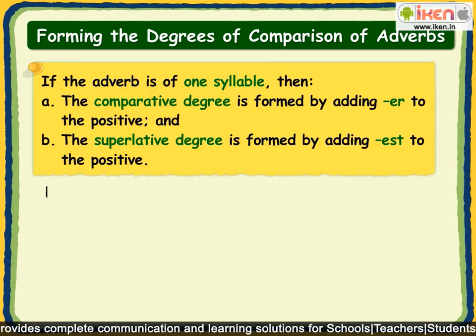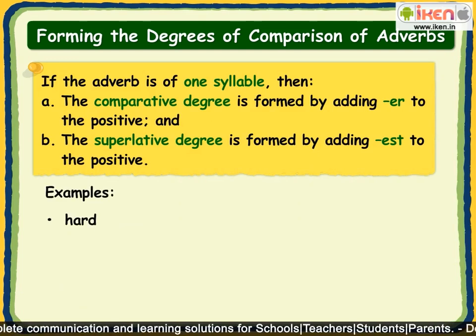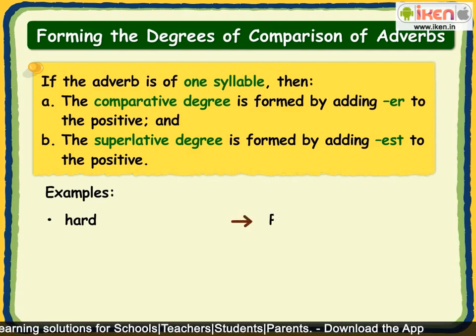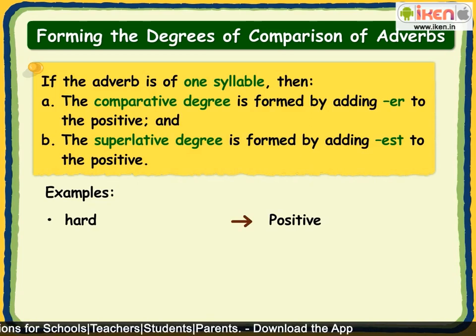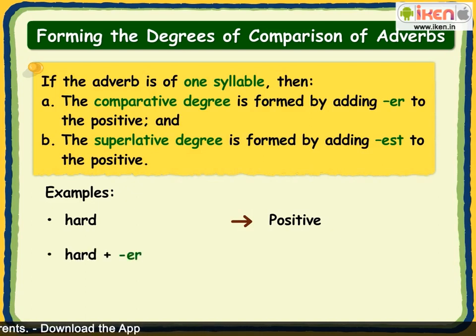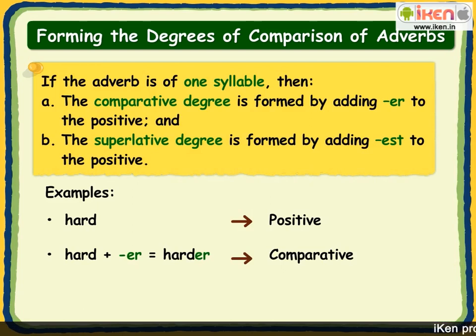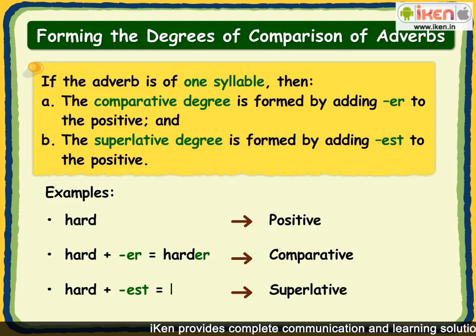Let us take an example of the adverb hard having one syllable. The adverb hard is in the positive degree. The comparative is formed by adding er to the positive. That is, hard and er together form the comparative harder. The superlative is formed by adding est to the positive. That is, hard and est together form the superlative hardest.